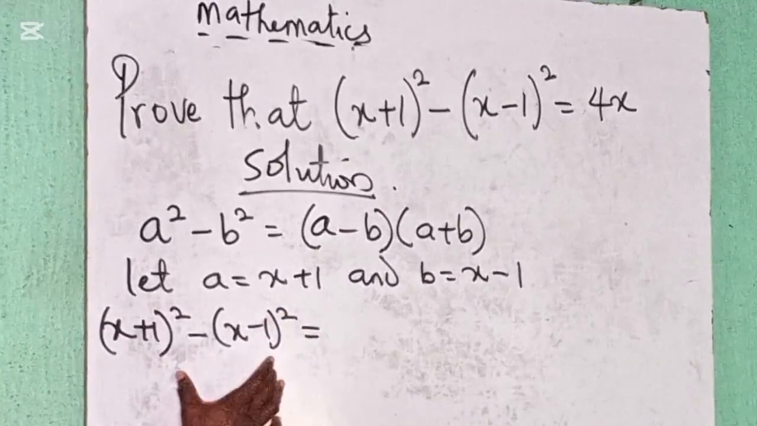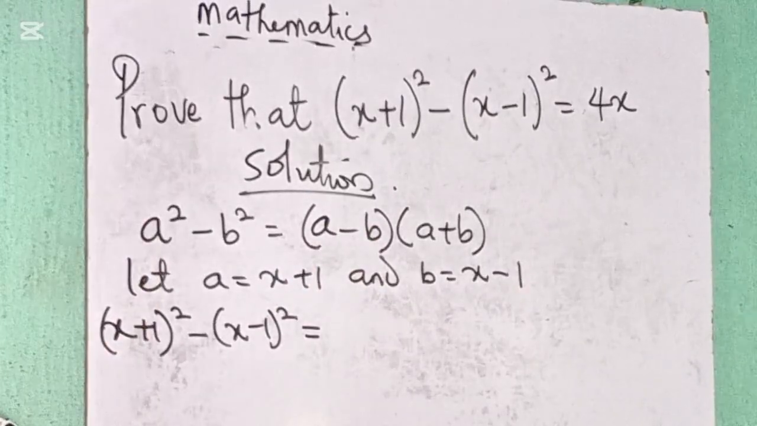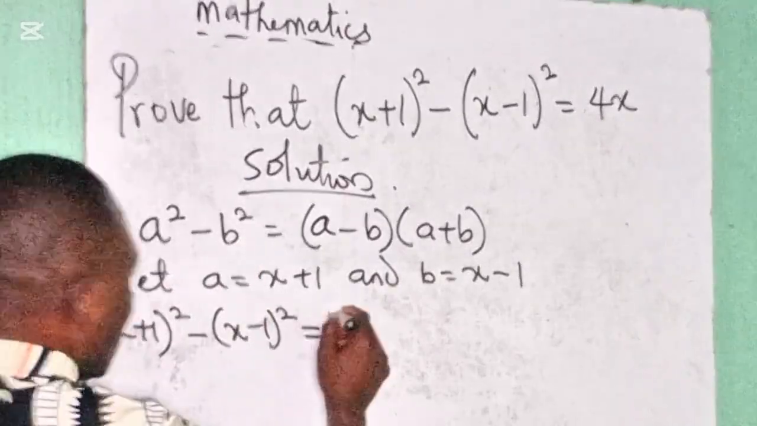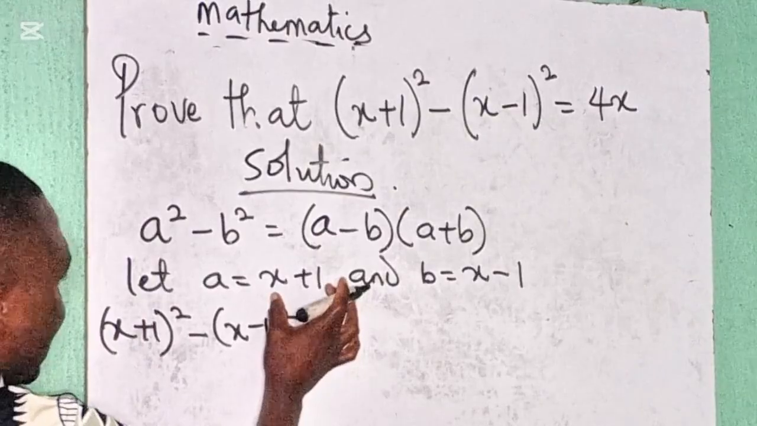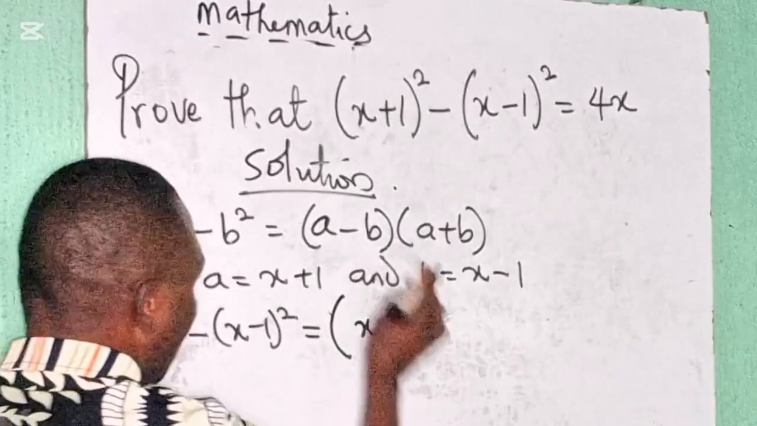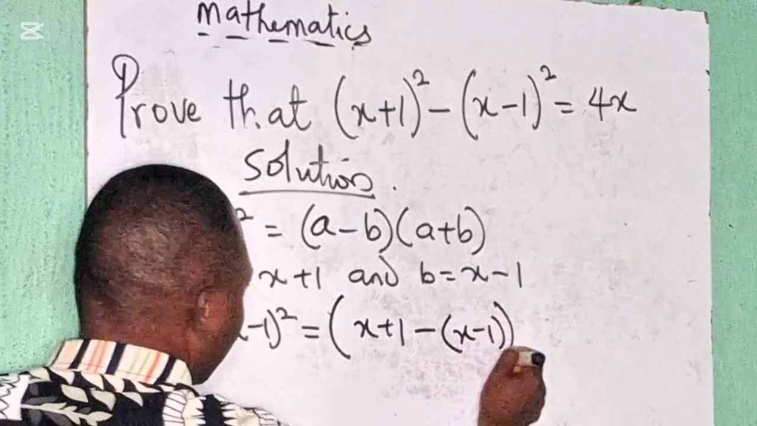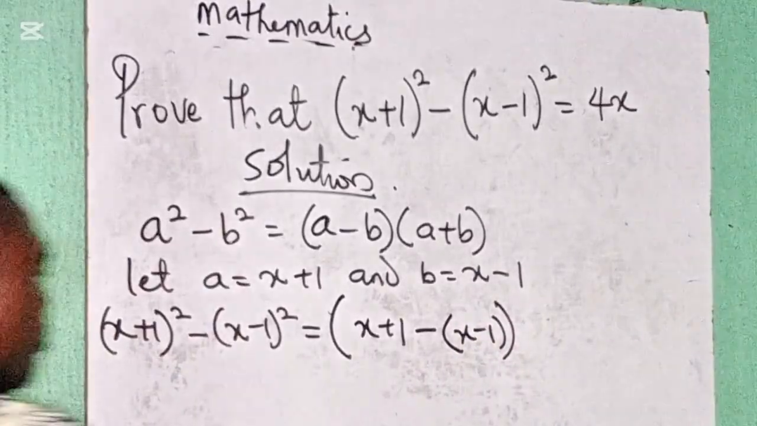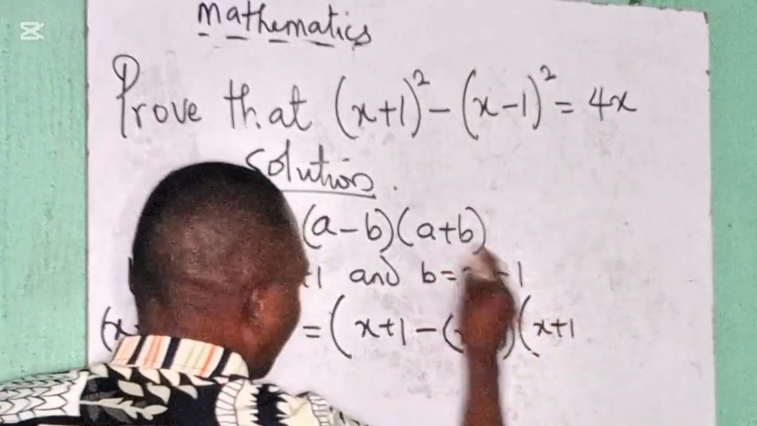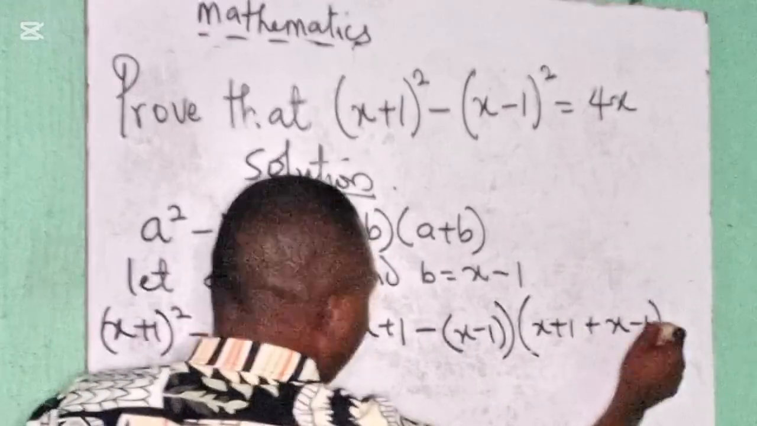All right, now for what you are having here, since we have equated a to x plus 1 and b to x minus 1. So from here, using this particular expansion, it's going to be bracket open, our a here is x plus 1, minus our b is x minus 1. All right. Now bracket open again, our a is x plus 1 plus our b is x minus 1.